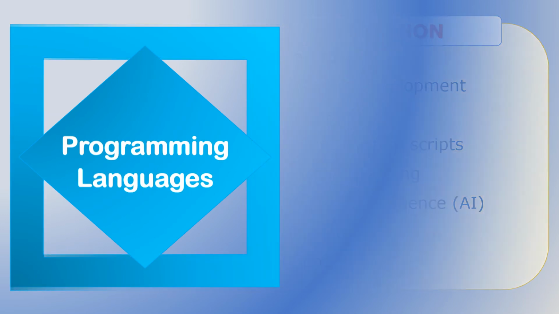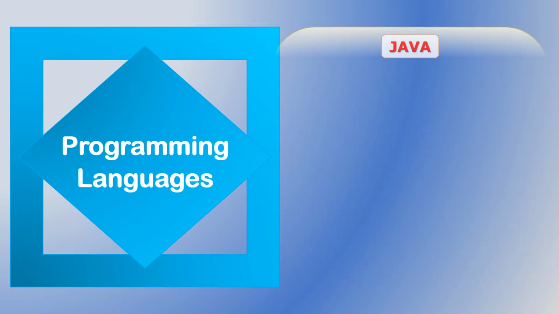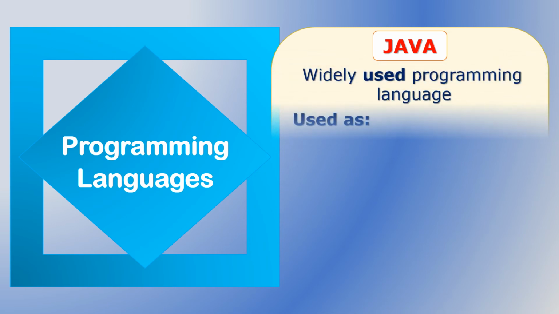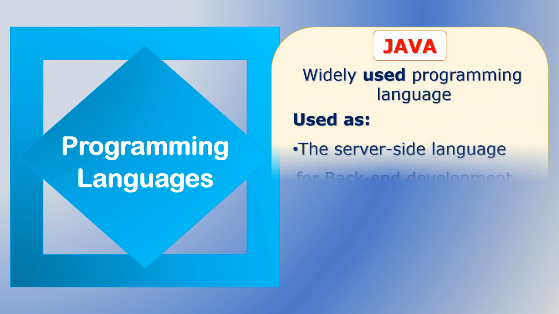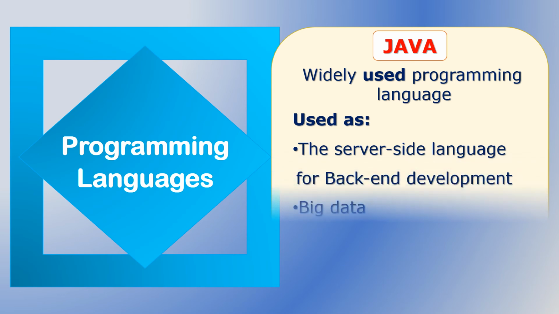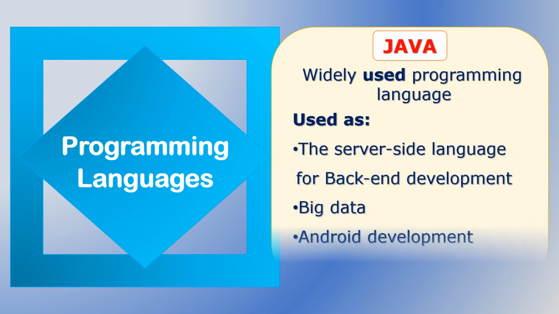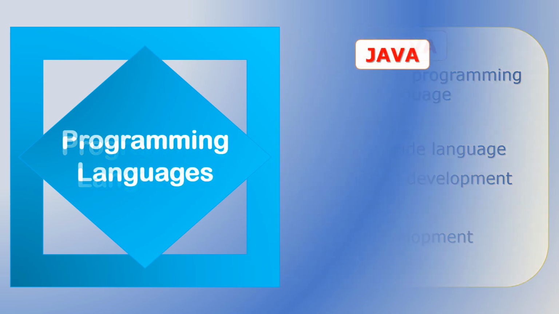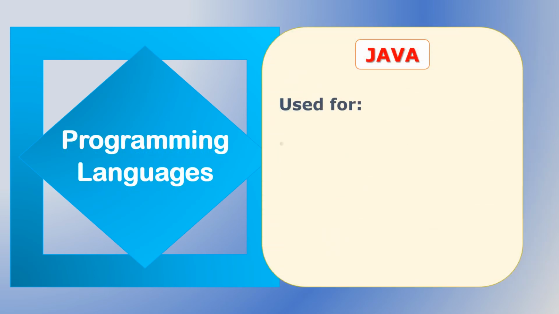Next, Java is a widely used programming language. Java is used as the server-side language for most back-end development, used for big data and Android development. Java is used also for desktop computing, mobile computing, and games.